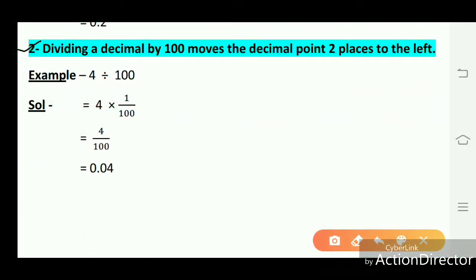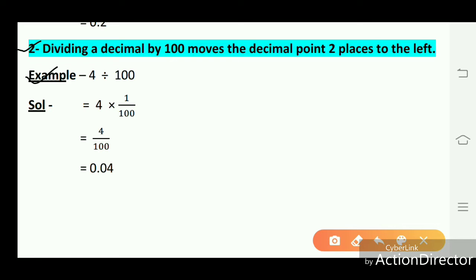Number 2. Dividing a decimal by 100 moves the decimal point 2 places to the left. Here we divide a number by 100, so the decimal moves 2 places to the left. Example: 4 divided by 100.